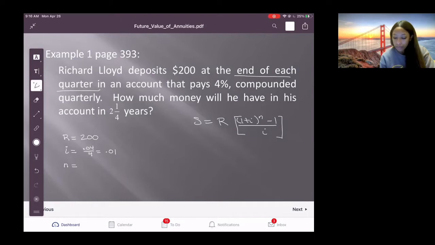How can you figure this out? Take the number of years, 2 and 1/4, and multiply by the compounding frequency, 4. Okay, this will give us 9 quarters. And then I is 0.01, this is the percent per quarter.